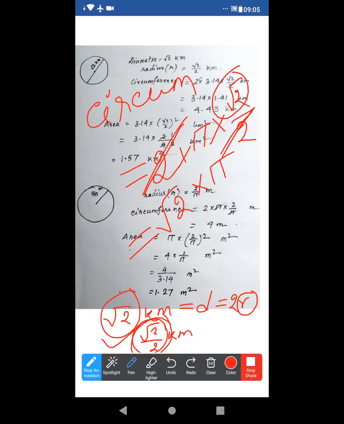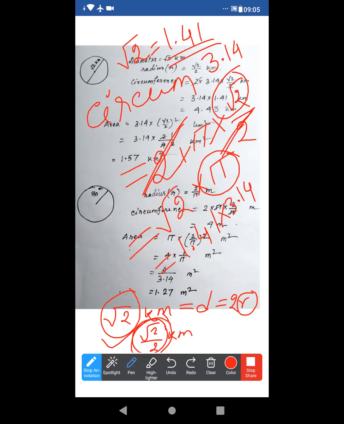√2 into pi. Yes. Now you already know √2 is equal to 1.414 or 1.41, and pi is equal to 3.142, or up to 2 decimal places 3.14. That means we just have to multiply. Is there any doubt? No, ma'am. Acha, now it is clear.